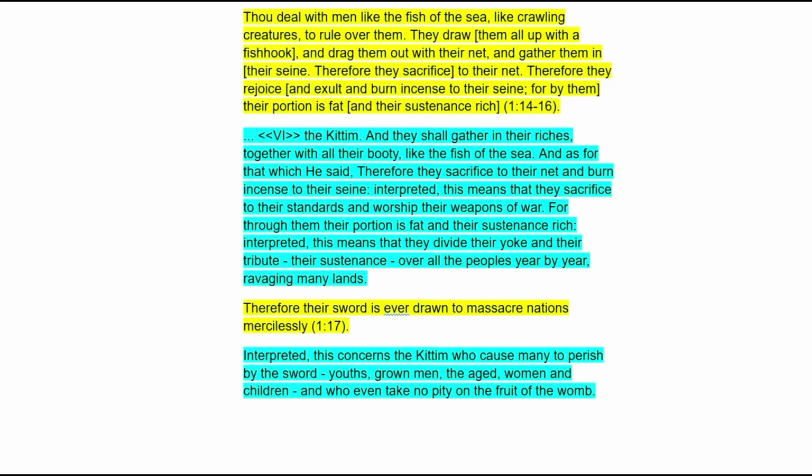I mean, how many nations is this? Let's be real here. How many nations worship their weapons of war?